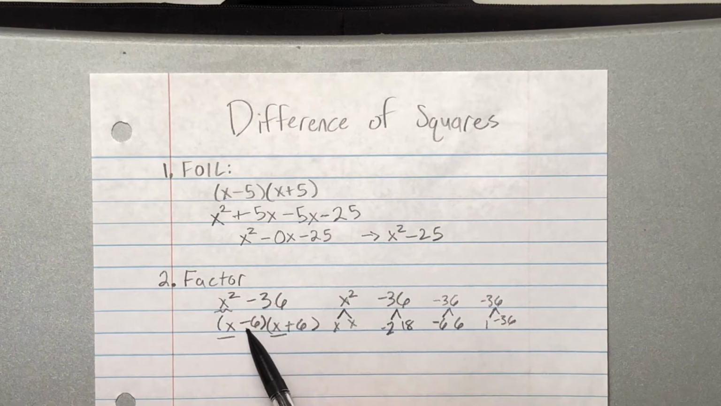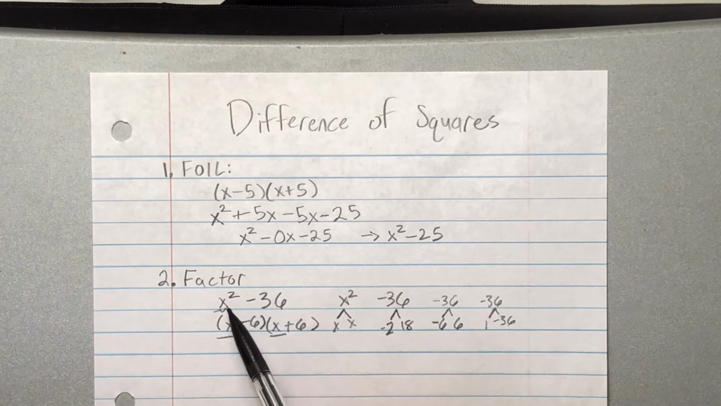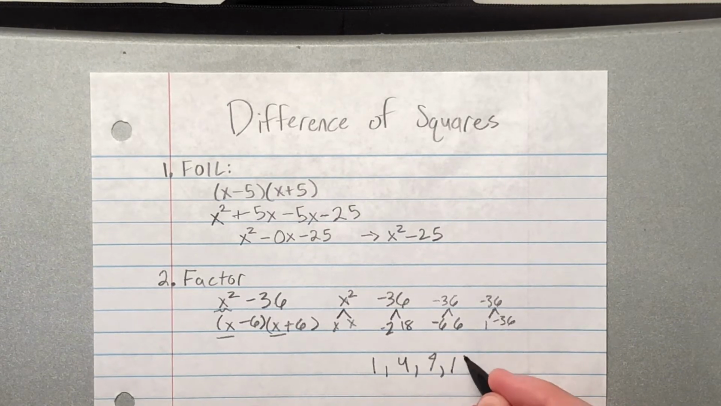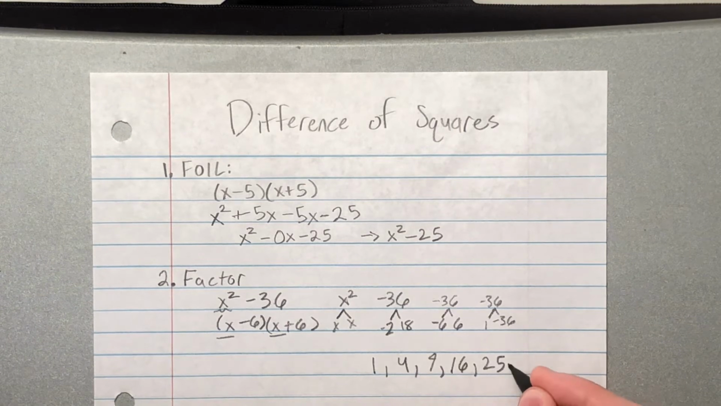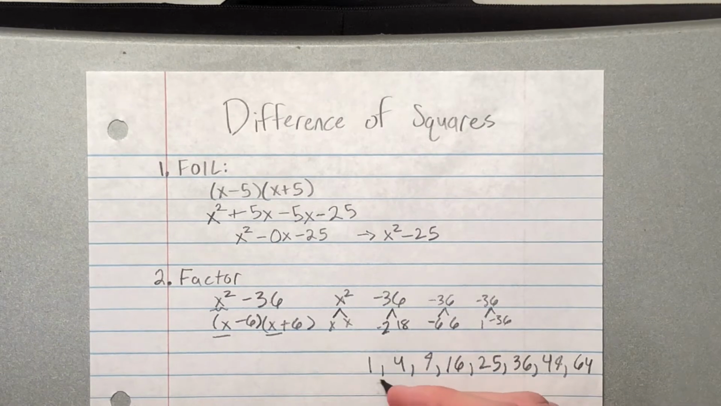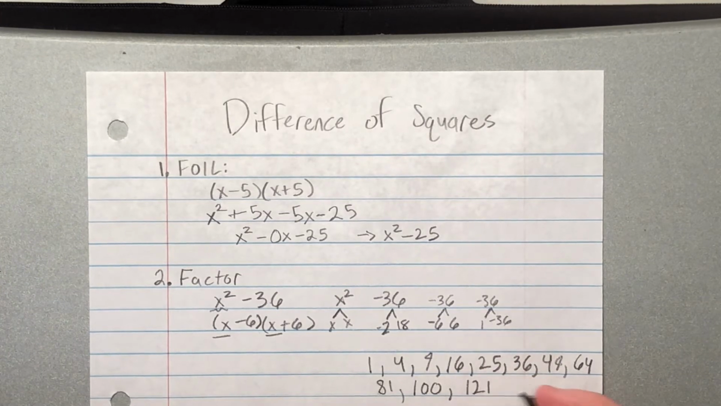Basically what you're trying to get here is factors that look the same, but their signs are different. And the reason that happens is because I have a difference of squares. So both of these numbers are a perfect square. And when I say that, I mean it's a number times itself. So that's numbers like 1, 4, 9, 4 squared is 16, 5 squared is 25, 6 squared is 36, 7 squared is 49, 8 squared is 64, 9 squared is 81, 10 squared is 100, 11 squared is 121, and 12 squared is 144.